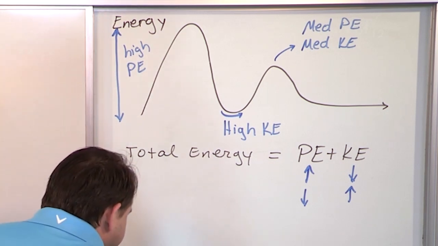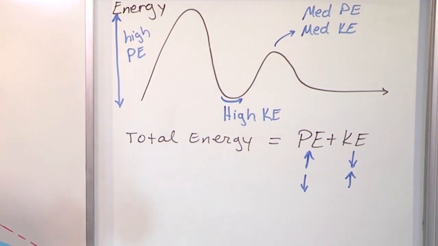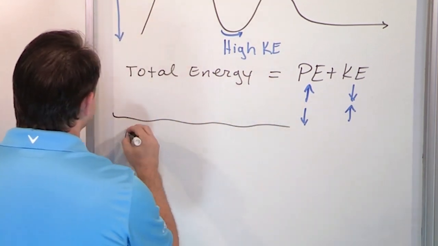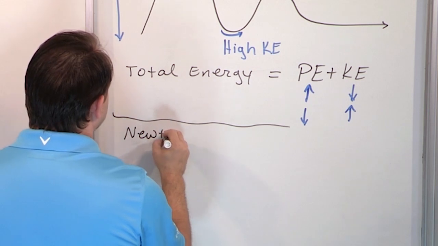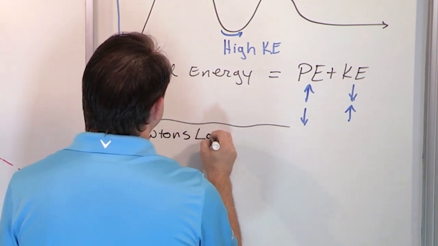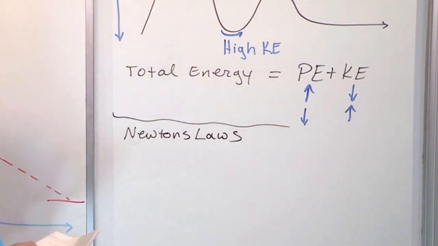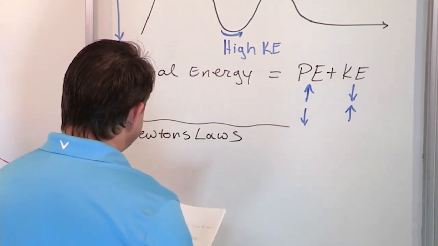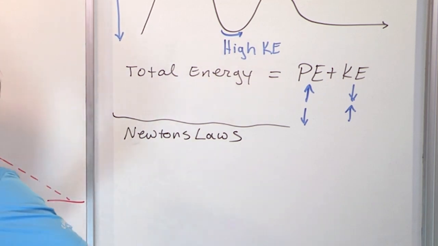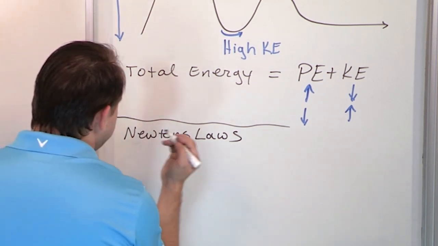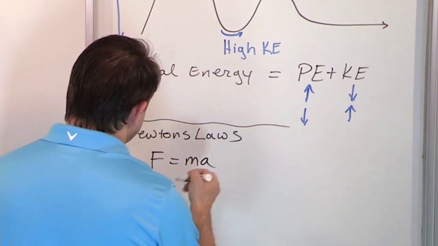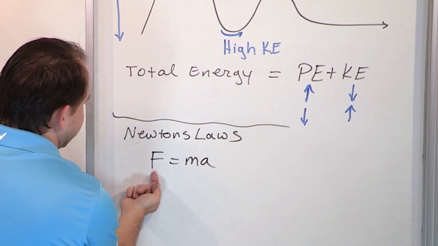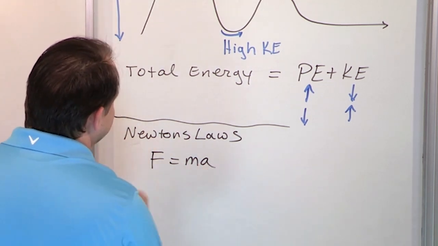Then we're going to talk about the concept that I know you've heard about, Newton's laws. Newton's laws of motion. So what Newton's law says, basically, is, well, there's a few laws of motion. We'll talk about all of them. But the one that we're going to use to solve tons of problems is F is equal to ma. So this is the force on something is equal to the mass times the acceleration.